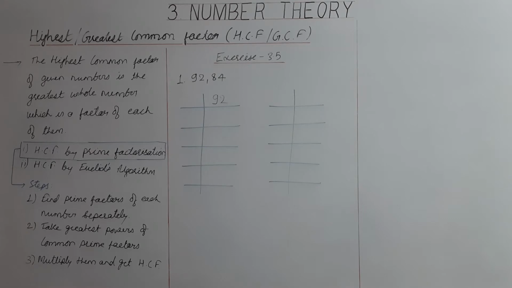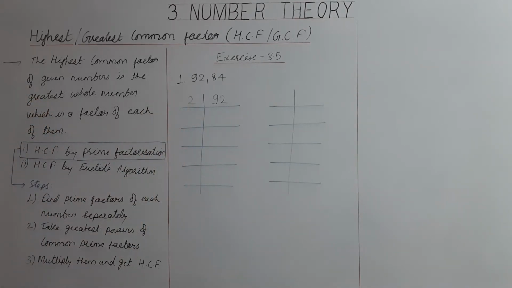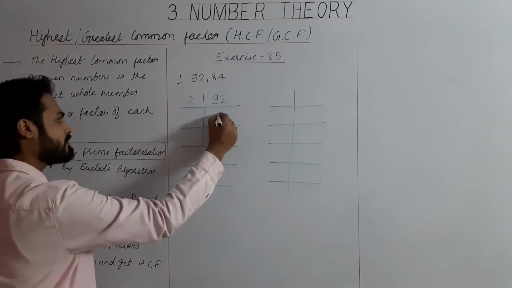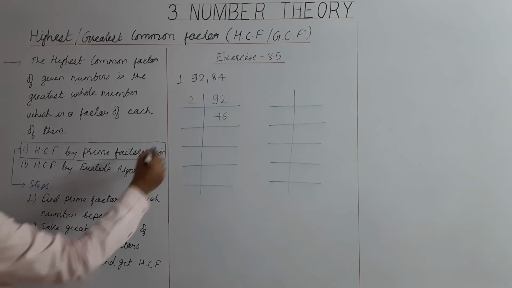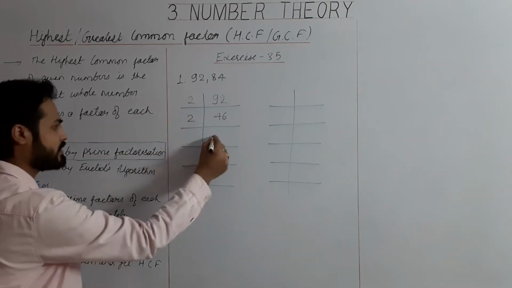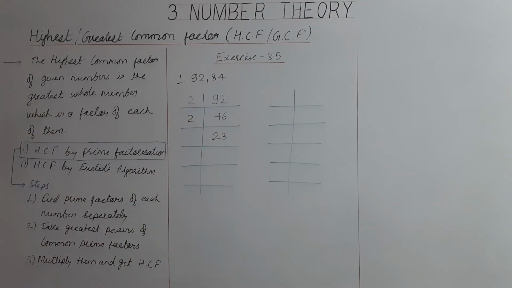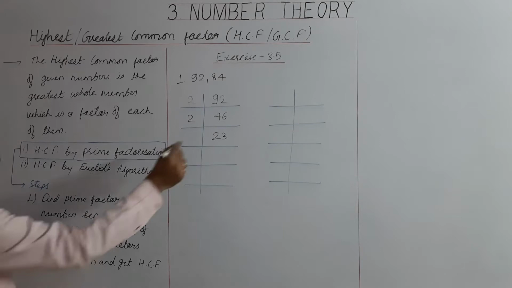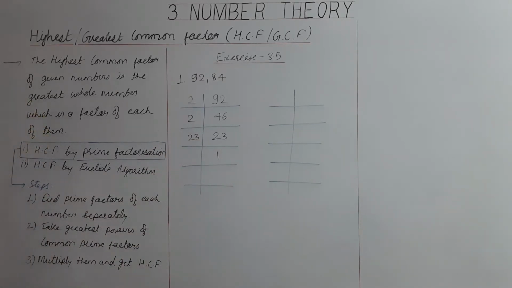92 is an even number, so 92 is divisible by 2, and we will get 46. Again, it's an even number, so we will get 23. And we know that 23 is a prime number, so this is my last factor, 23 and 1.